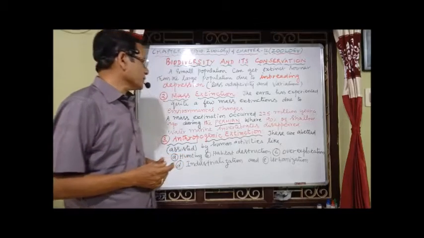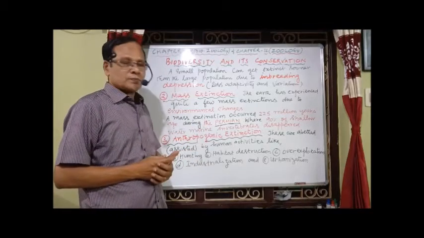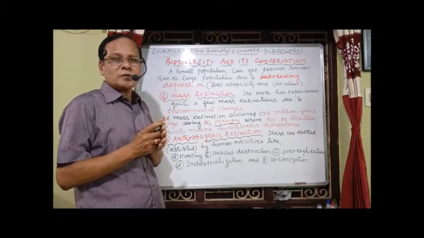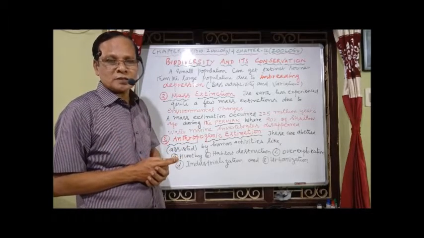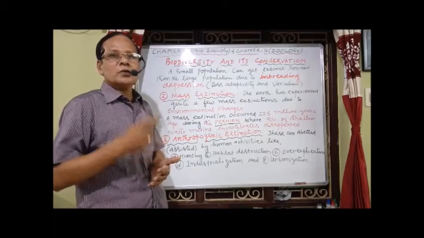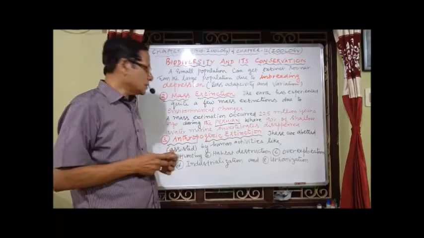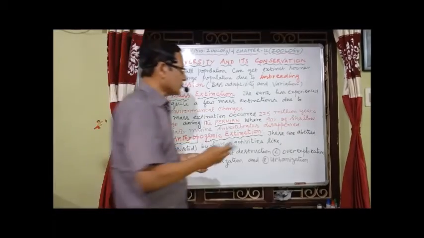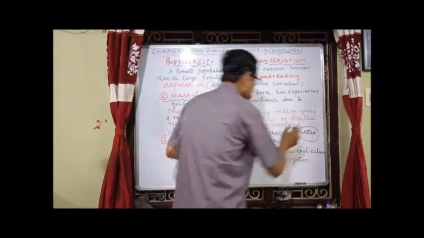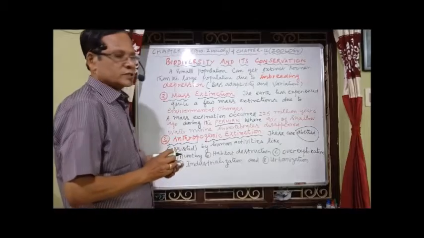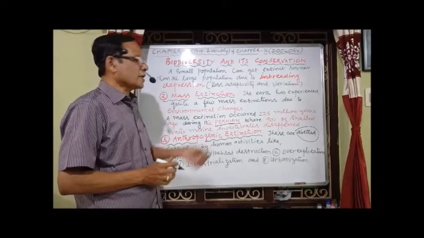Now the next one, anthropogenic extinction. This is because of human activities. Anthropogenic refers to human activities. The human activities caused extinction. These are abetted, a word given in the book. Abetted normally means assisted, encouraged by human activities.